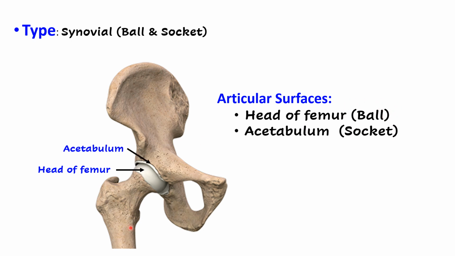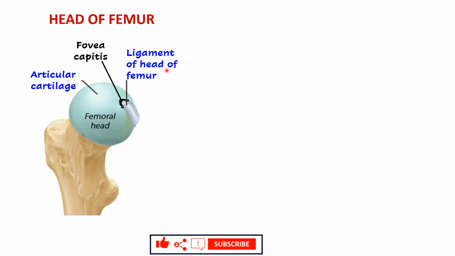The other articular surface is the acetabulum. You cannot see the cavity here, you can only see the margins of the acetabulum, right? So this is going to form the socket into which the head of the femur is going to fit into. So the articular surfaces are head of the femur and the acetabulum. Let us look at some of the details of the articular surfaces.